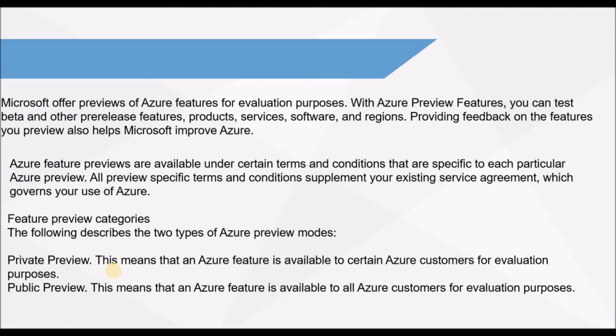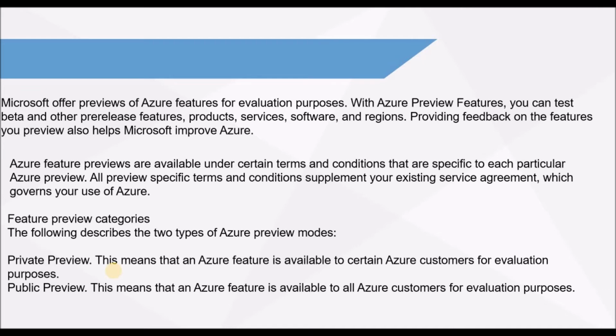So let's see what is private. This means that an Azure feature is available to certain Azure customers for evaluation purposes. That is what private is. Private is not released to the market. It is only for testing purposes. I will show you how that private preview looks like.